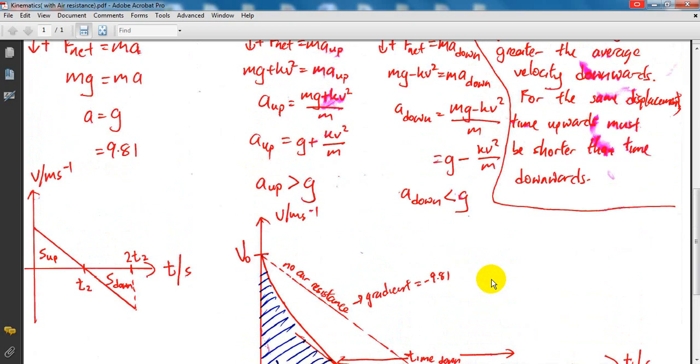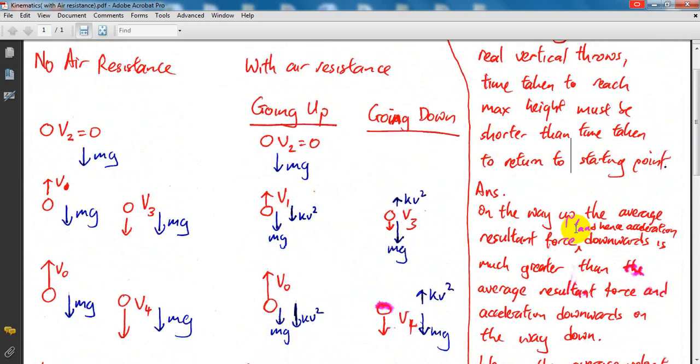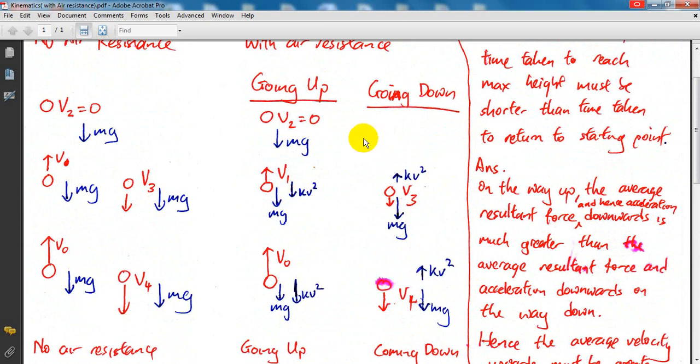But if we were to require a worded explanation as per what this question is asking, we can explain from this diagram itself. Right, on the way up, the resultant force, the average resultant force, and hence the average acceleration, I missed the word here, average acceleration, downwards, is much greater than the average resultant force and average acceleration downwards on the way down. Right, so on the way up, my average force is greater, and hence my average acceleration is greater than on the way down.